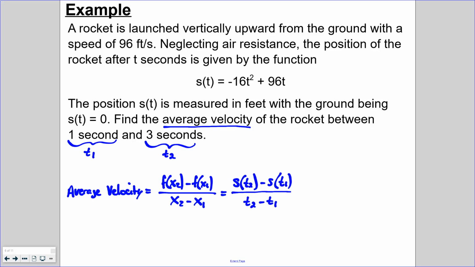And we've already identified what t sub 2 and t sub 1 are, so we can go ahead and plug these values in. So s of 3 minus s of 1 all over 3 minus 1. Alright, and then we can continue simplifying from here, but before we do that, I'm going to show you a trick to easily calculate these function heights on your calculator.